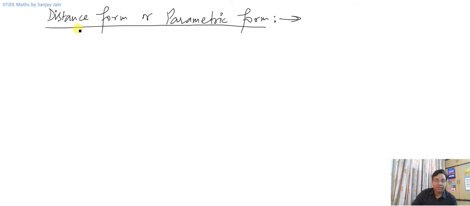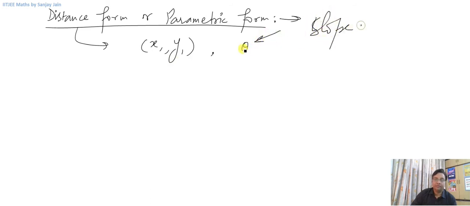So while writing the equation of a line in distance form or parametric form, let us say we are given two things. One, a point through which this line passes. Secondly, the angle of inclination that it makes with the positive direction of x-axis. So if I know the angle, I can easily find the slope, right? If the angle of inclination is known, I have got the slope, and one of the points is given, and I am going to write the equation in parametric form.